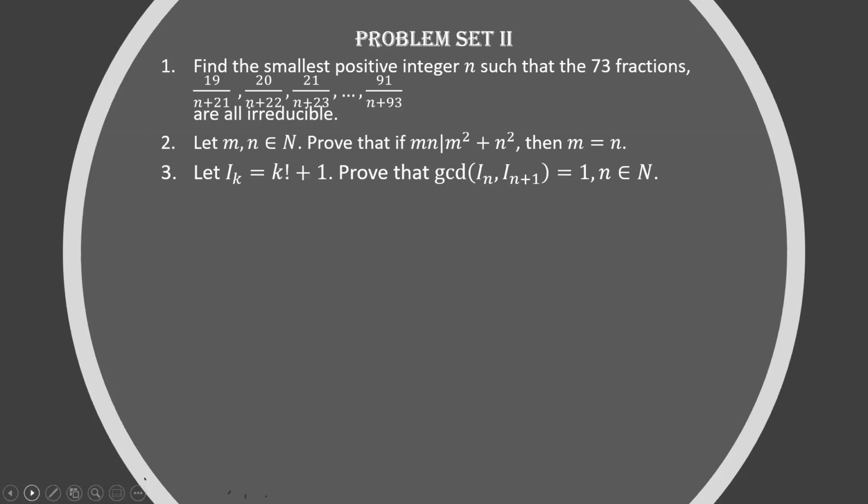The third problem: let I_k be k factorial plus 1. Prove that the GCD of I_n and I_(n+1) is always 1 for all n belonging to natural numbers. Okay, so these are the 3 problems. If you have doubts in these questions, I can answer.